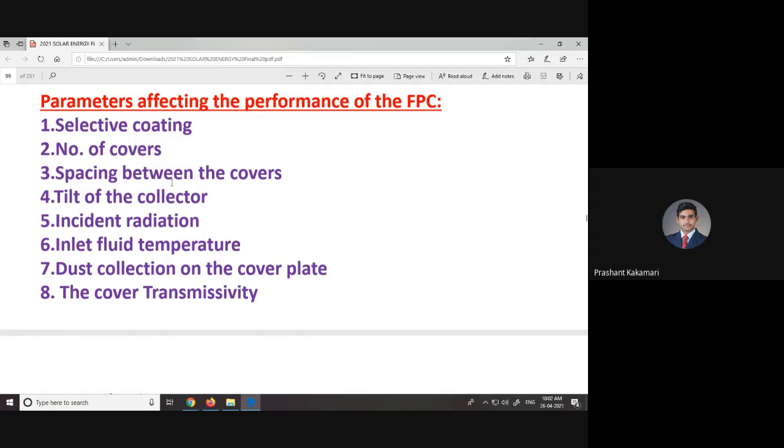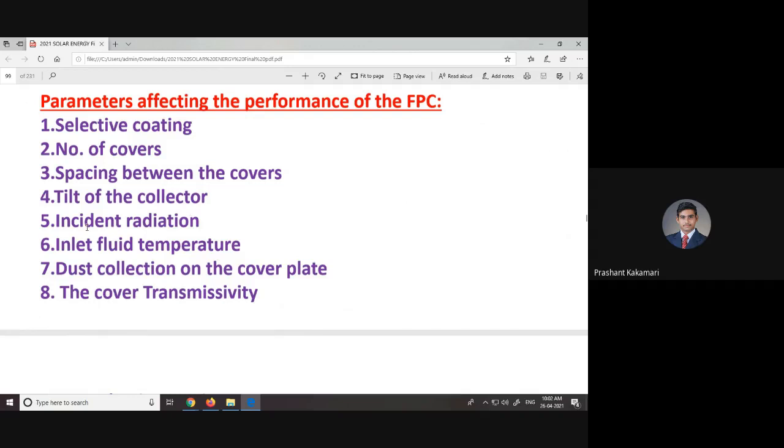Third is spacing between the covers. So between the covers, in the sense you are using more than one covers, like two covers or three covers or four covers. In that case, what the standard spacing should be maintained so that losses will be less. Heat losses from the absorber plate to the atmosphere should be less. That is one thing. Then tilt of the collector. It's nothing but the slope. How much slope should be maintained so that the heat losses or the heat collection by the absorber plate should be high throughout the day.